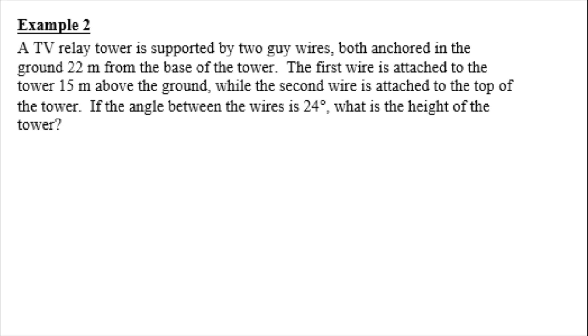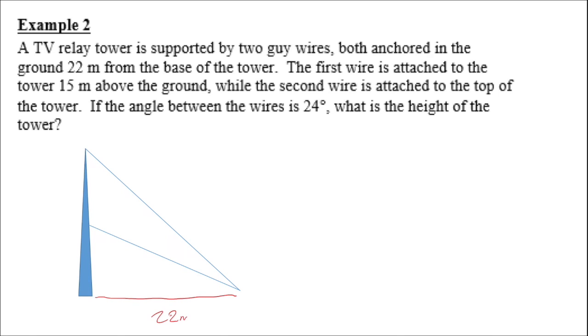A TV relay tower is supported by 2 guy wires, just wires for now, both anchored in the ground 22 meters from the base of the tower. So I have my tower. I have both of them angled to the ground 22 meters from the base of the tower. The first wire is attached to the tower, basically from here to here is 22 meters.